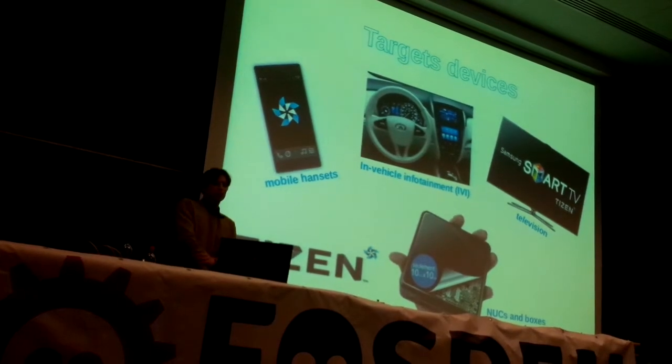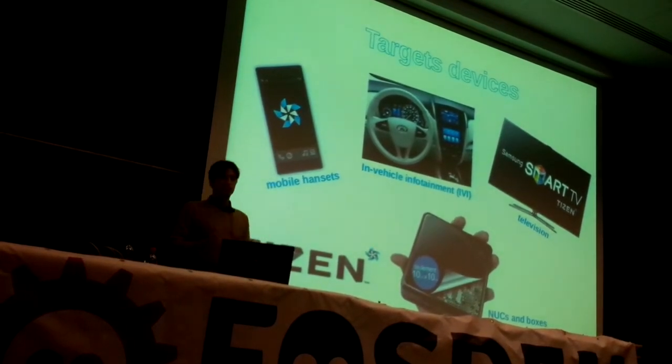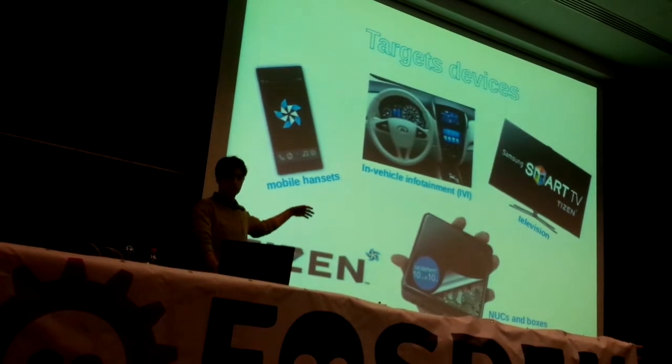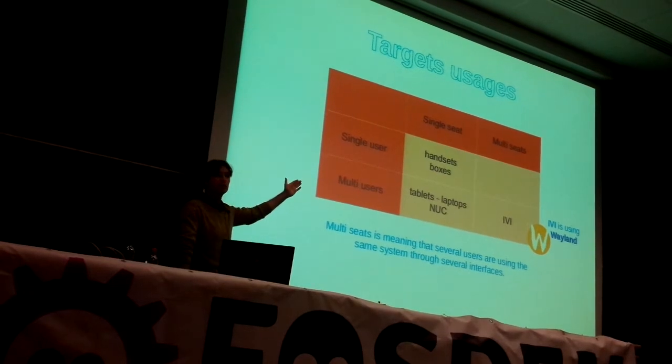For Tizen, we target mobile, in-vehicle infotainment, television, NUC box. We have versions with generic that are using NUC, and we are still working on IVI. The target usages are either single user and multi-user, that's common, but also single seat and multi-seat, that's quite unusual, but that's the purpose of IVI systems, to offer more devices to the passengers of the car.